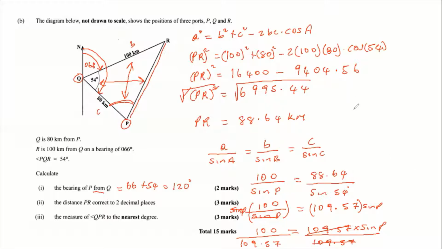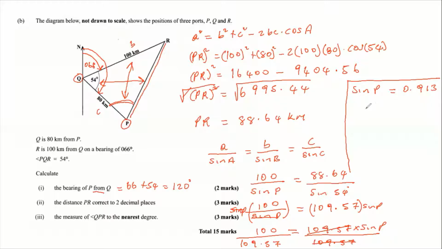So I'm going to continue up here. That leaves us with sine P, so let's put sine P right here. And when we divide 100 by 109.57, that is going to give us approximately 0.913. Then to find the angle, we need to take the inverse.